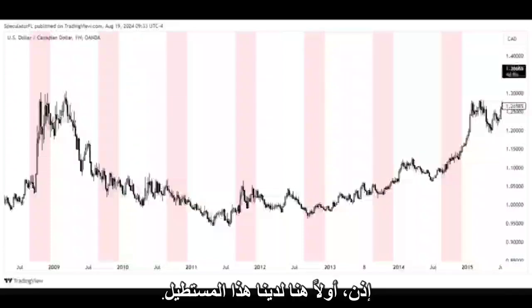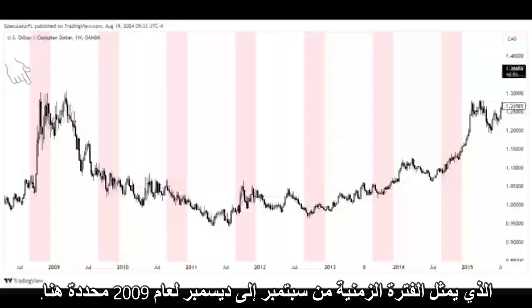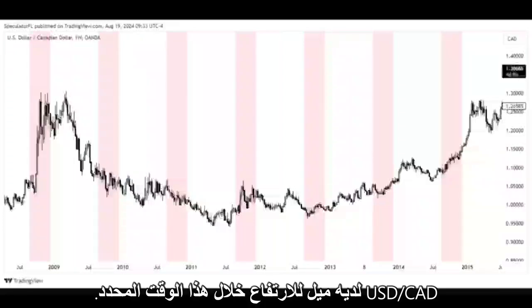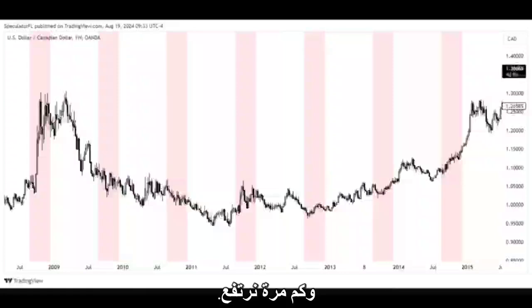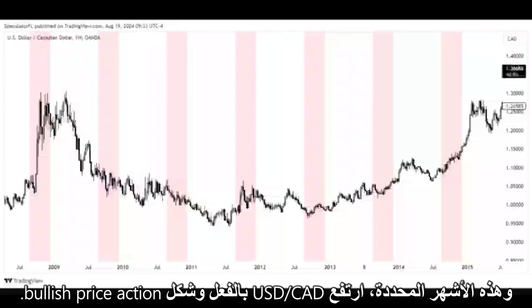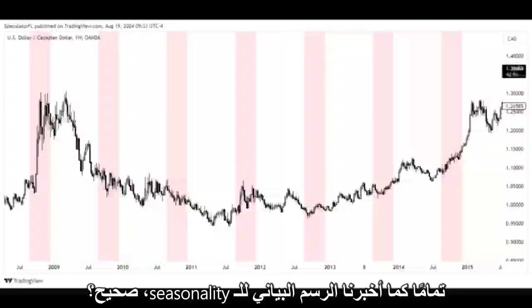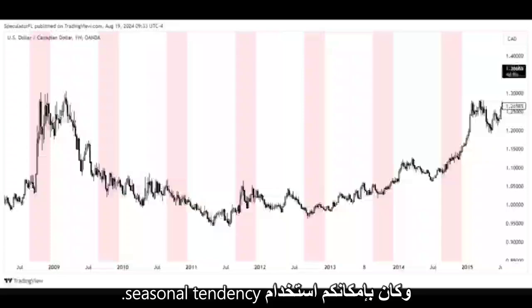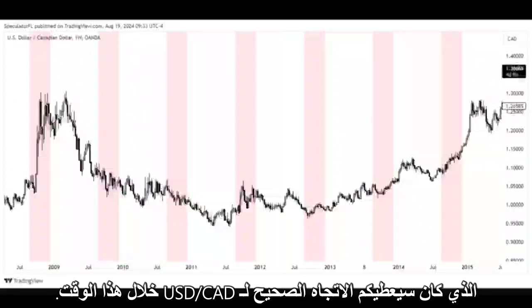So first off, right here we've got this rectangle which represents the time window from September to December of 2009. We learned that seasonally USD CAD has a tendency to go higher during this particular time. So now we'll see if that stays true and how often we go higher. And you can clearly see right here during this particular time and these particular months, USD CAD did indeed go higher and found bullish price action, just as the seasonality chart had told us. So you can see that it stayed true right here, and you could have used seasonal tendency, which would have given you the right direction for USD CAD during this time.